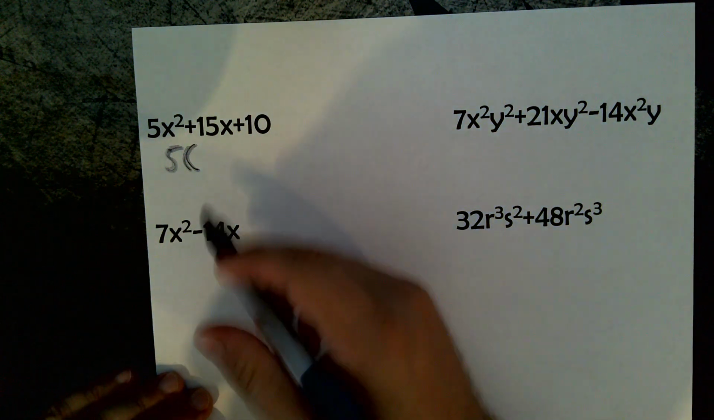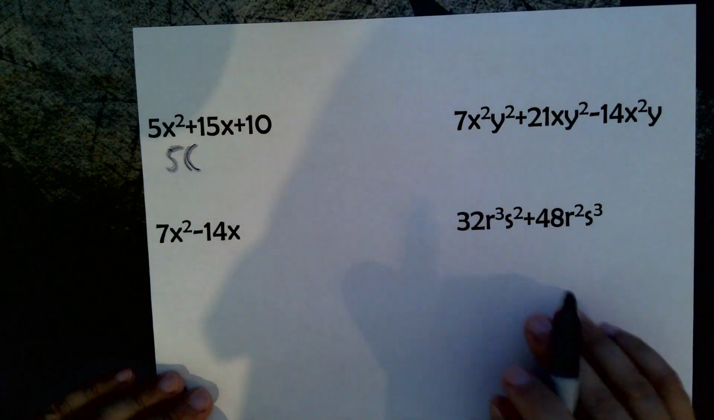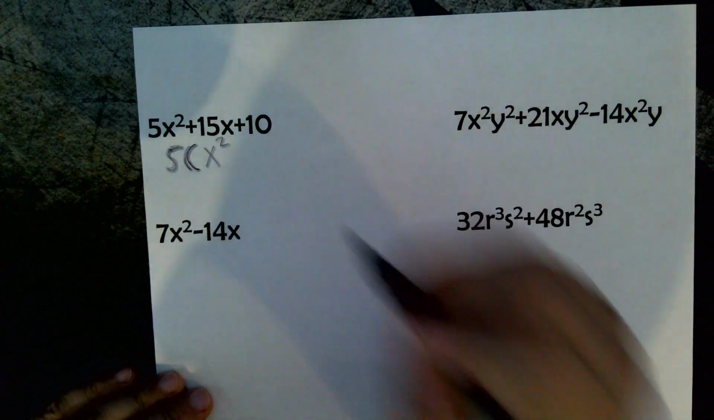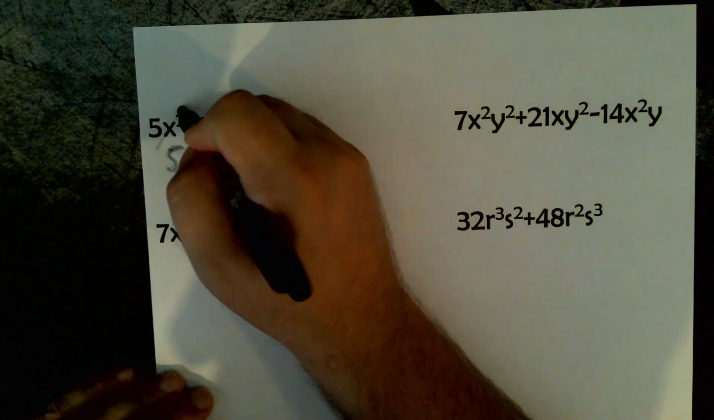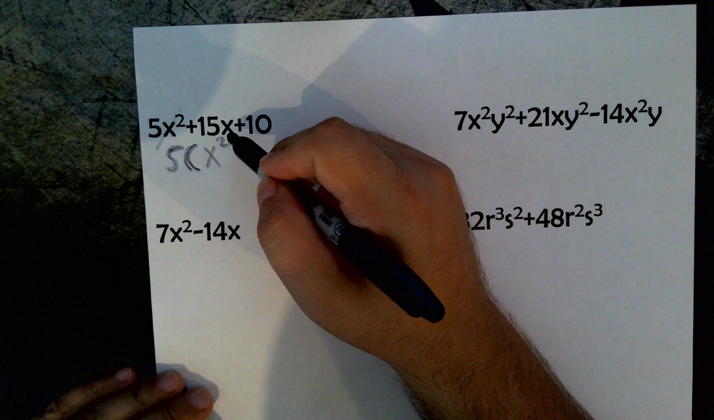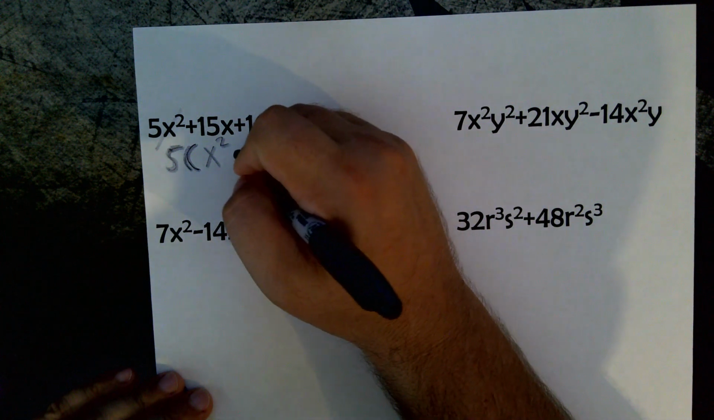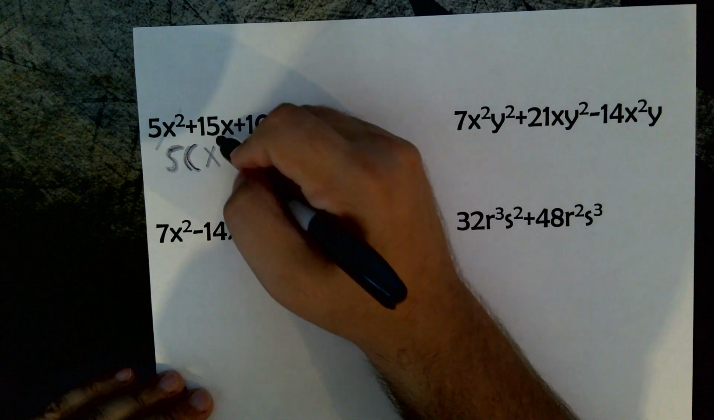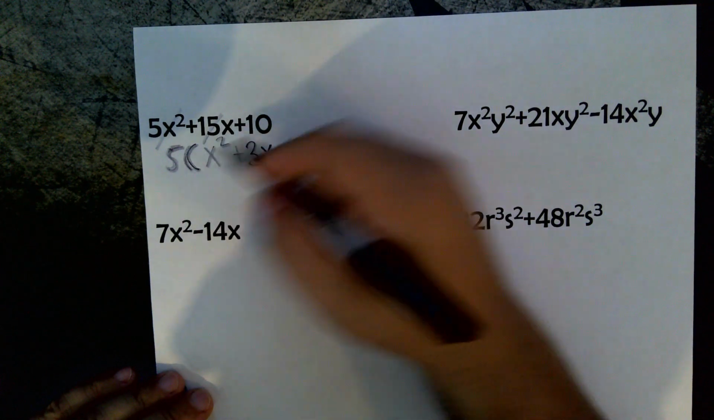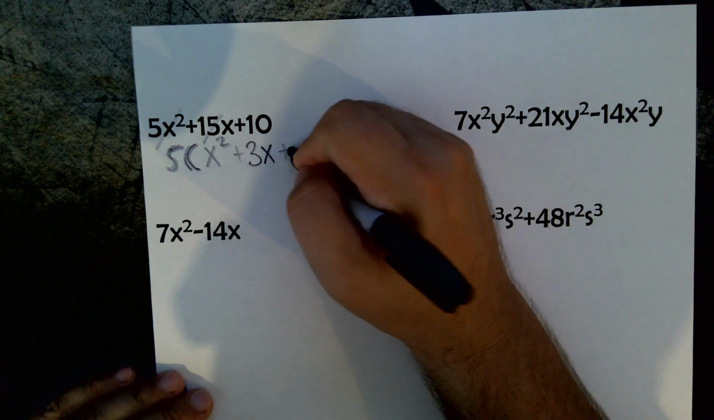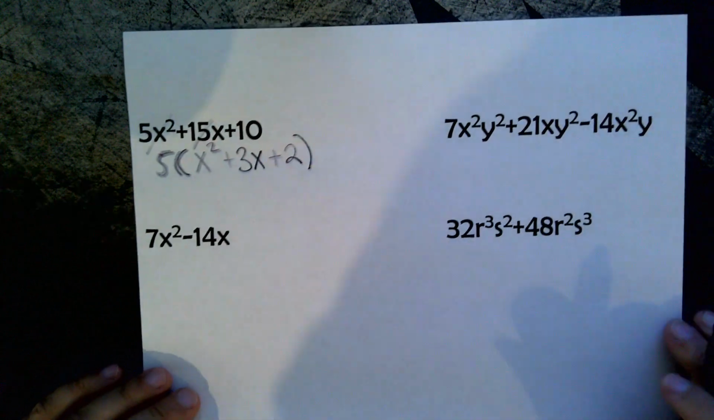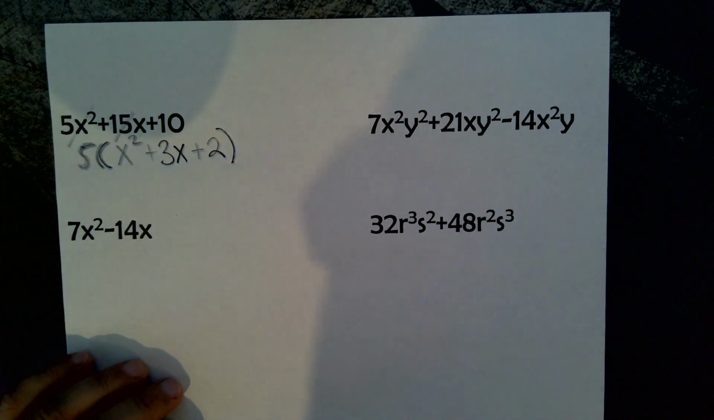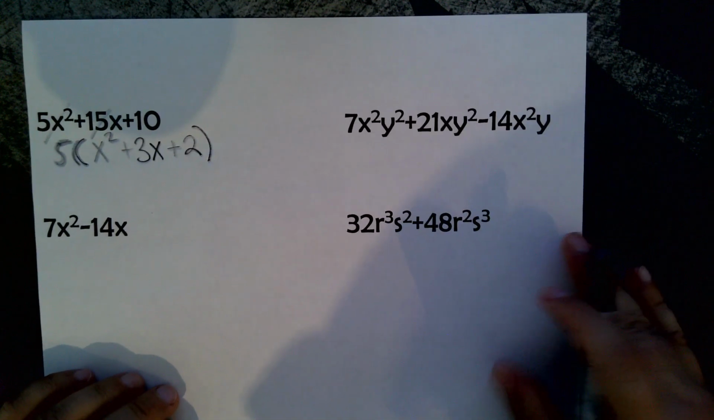And we're going to divide these three terms by 5, and what's left we keep inside the parentheses. So 5x squared divided by 5, we just take the 5 away. We can even mark it off. 15 divided by 5 is 3. So this is plus 3x. Keep the variables. And then 10 divided by 5 is 2. And that's it.